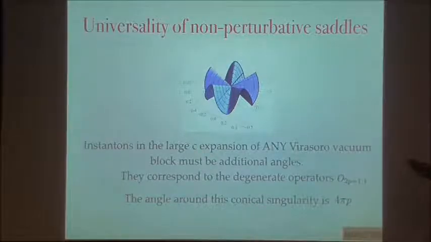Of course, beyond that, we actually also show that the kind of non-perturbative saddle here is also universal. I'm not involved in this work. This is done by Jared Kaplan and Liam Fitzpatrick in this paper. And what they find is that the instantons in any large C expansion of any Virasoro block must be additional angles. And these additional angles correspond to the conformal block that exchanges a heavy operator O_{2p+1,1}. And if you go around the conical singularity in the middle, the angle you get is 4 pi p.